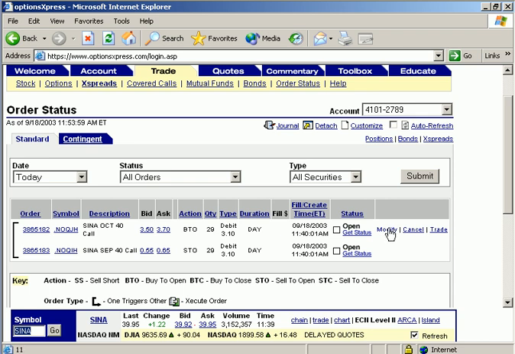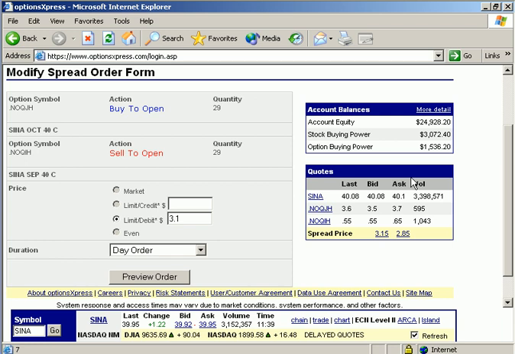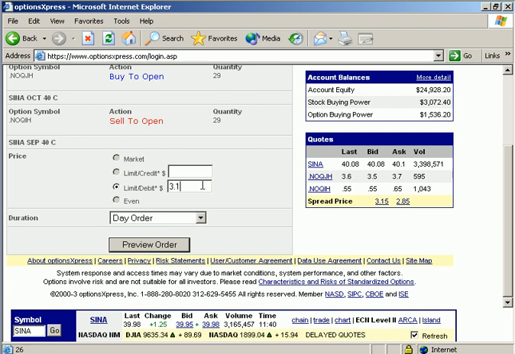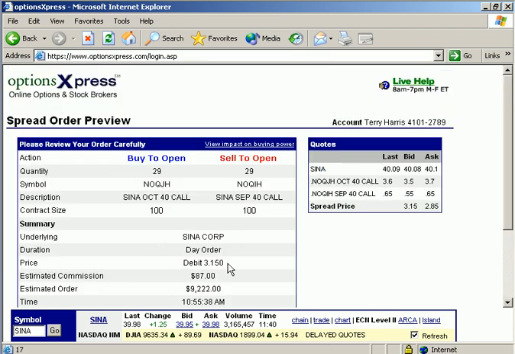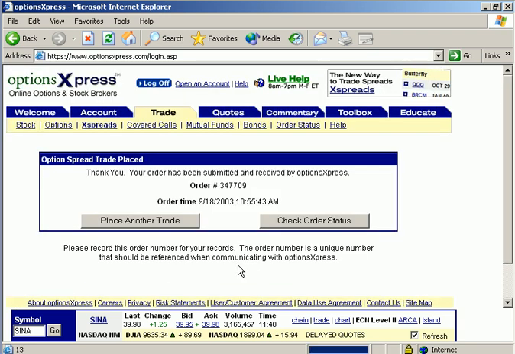So here's going to modify, and since this is a high price, high moving stock, let's go ahead and do a market order here. We don't need to do a market order. We just need to change our limit debit to 15. And hit the execution button again. And let's go ahead and do that. Place this order. And we're going to check order status.